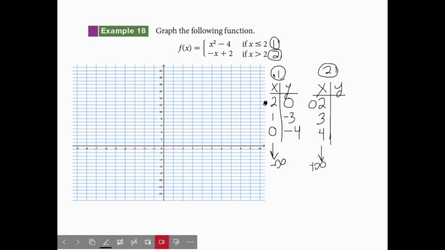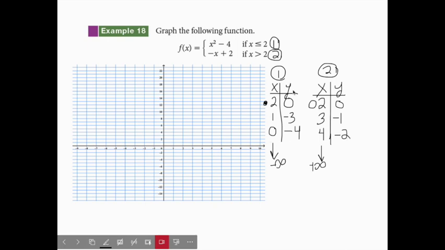When I plug in 2, and I'm making sure that I plug it into the right piece, I'm going to get negative 2 plus 2, that's 0. When I plug in 3, I'm going to get negative 3 plus 2 is negative 1. And when I plug in 4, I'm going to get negative 4 plus 2 is negative 2. So now I have everything I need to graph this.